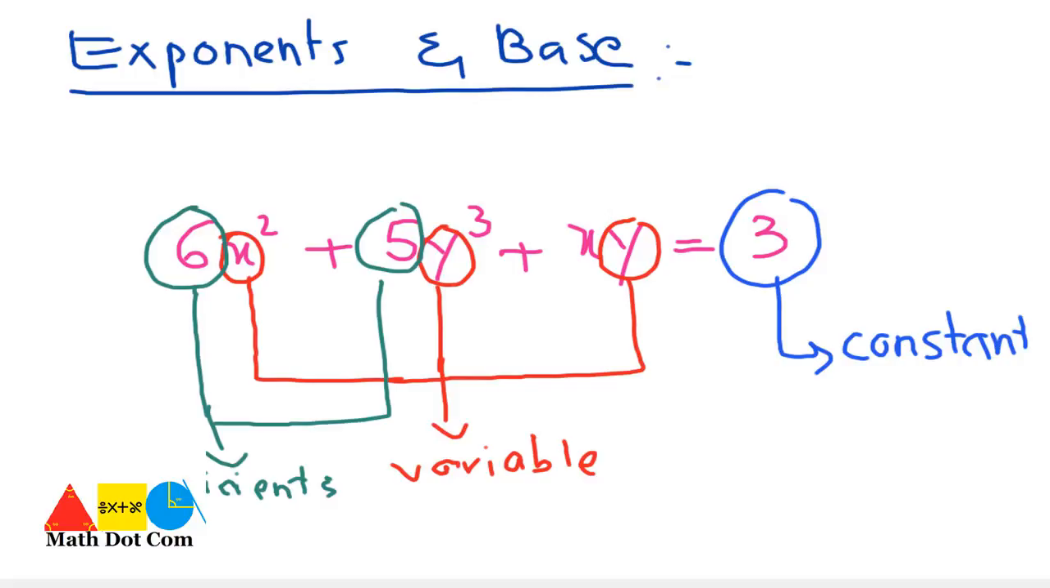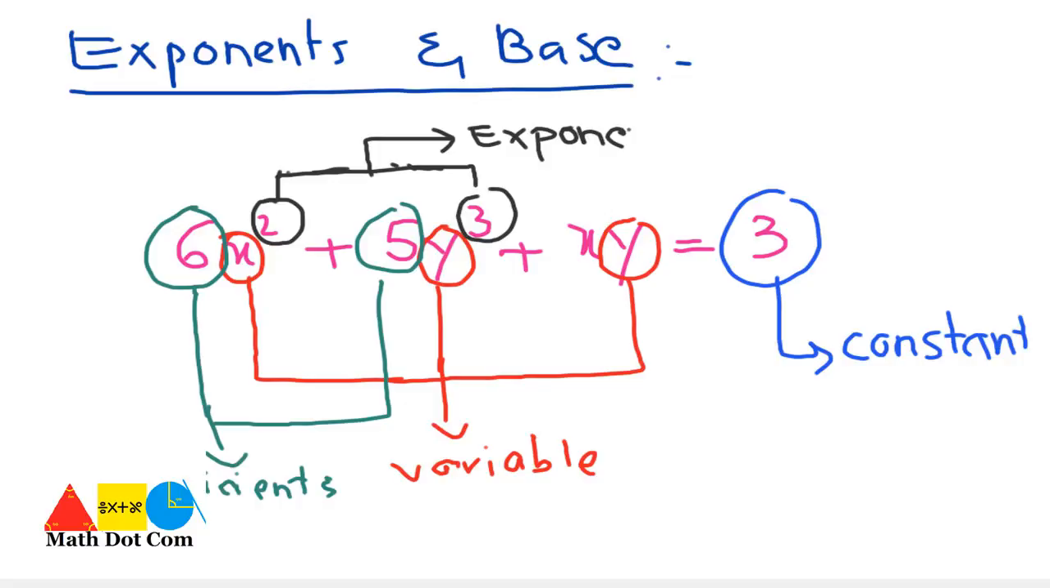Now, this and this, 2 and 3, these are the powers and are referred to as the exponents. It means y raised to power 3 means we have to multiply y 3 times. So exponent of y raised to power 3 refers to multiplying y 3 times. Okay. So this is the exponent, and what is the base? Base is the variable here.